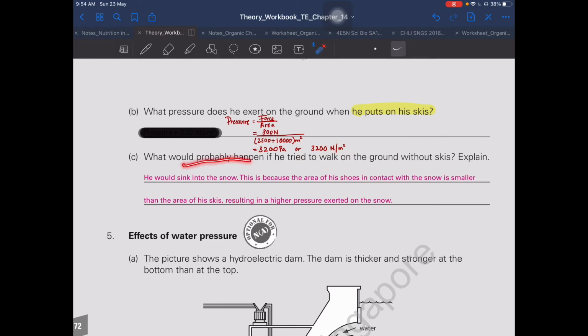What would probably happen if he tried to walk on the ground without skis? Now, if he were to walk without skis, we know that the pressure is a lot greater, because there's a higher pressure being exerted on the snow. So most likely this person will sink into the snow. I think most of you are fine with this question, so I'll move on to the next part, question 5.